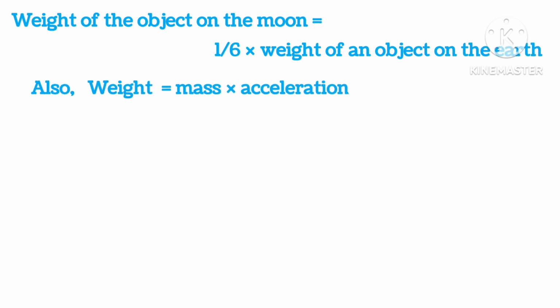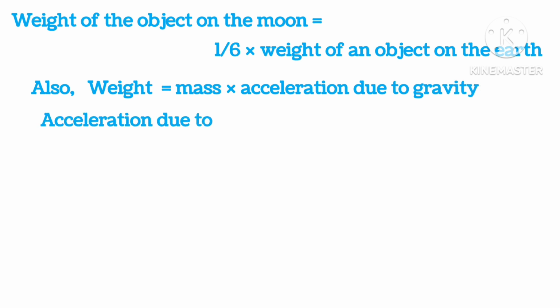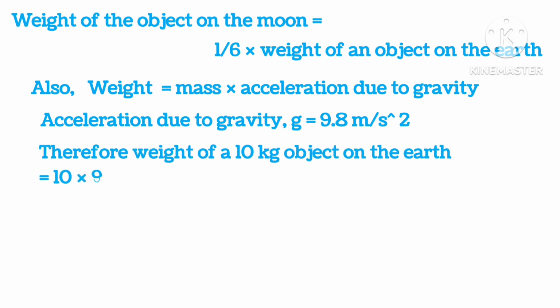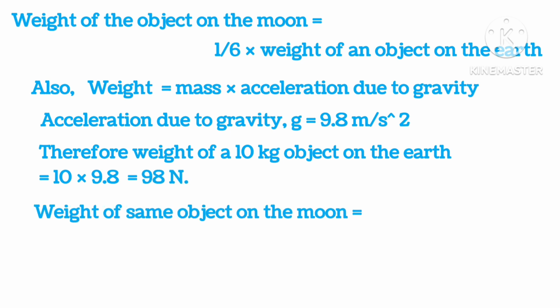So, we know that weight is equal to mass times acceleration due to gravity. Acceleration due to gravity, g, is given by 9.8 meters per second squared. Therefore, weight of a 10 kg object on the Earth is 10 multiplied by 9.8, that is 98 newtons. Weight of the same object on the moon is 10 multiplied by 1/6 of 9.8, which is 16.3 newtons.